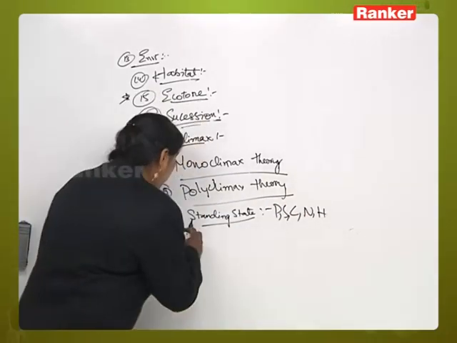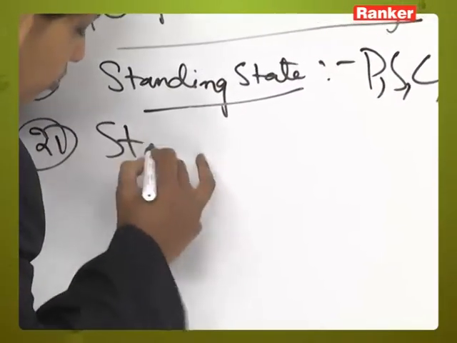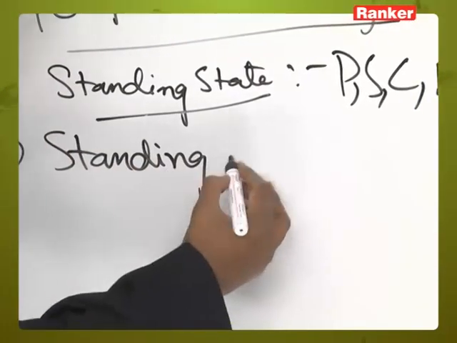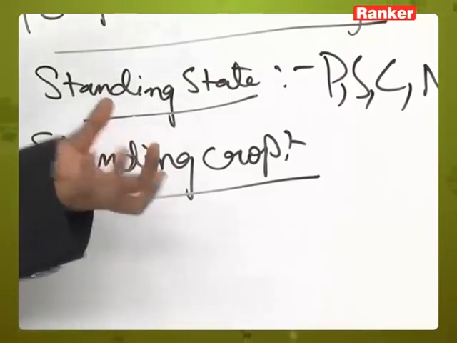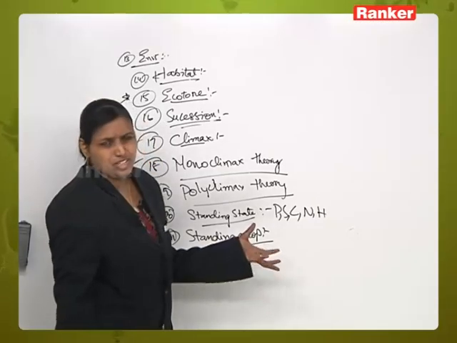Next one is standing crop. As we already used one more word called biomass, the term standing crop is otherwise known as biomass.